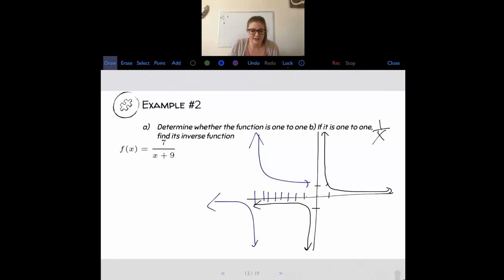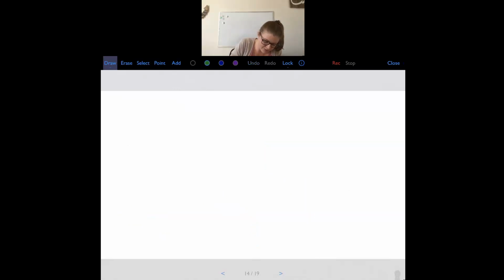Okay, part B, if it is one-to-one, determine its inverse function. So step 1 is to replace f of x with y. Step 2 is to interchange x and y. And then step 3 is we are going to solve for y. So in this case, what we have to do is we treat it like we're solving a rational equation because we've got our variables in the denominator. There's a few different ways you can think of this. I'm going to rewrite it.